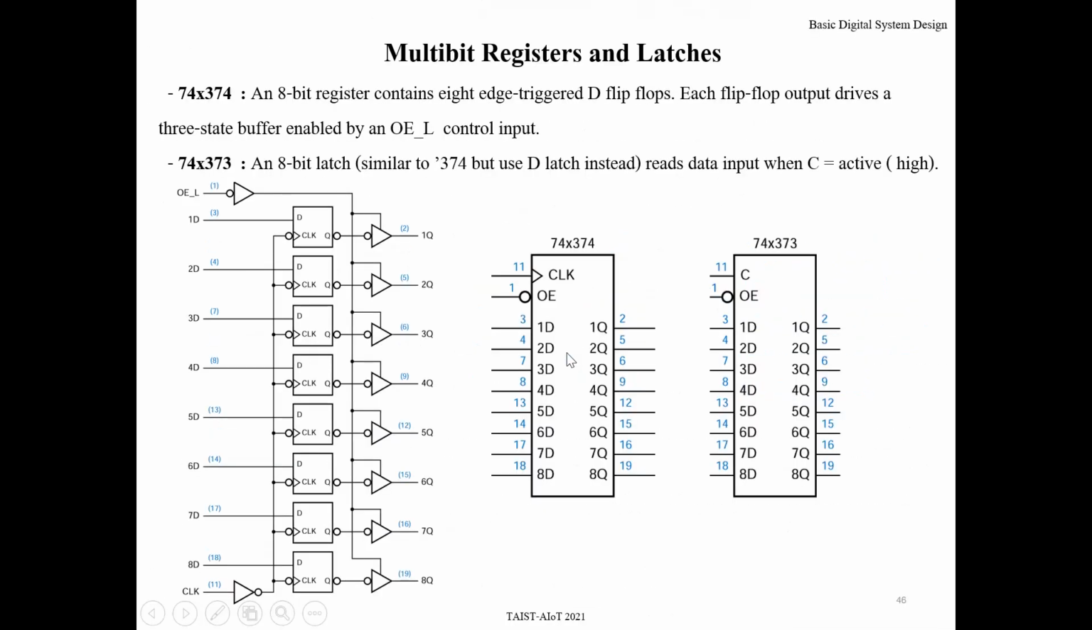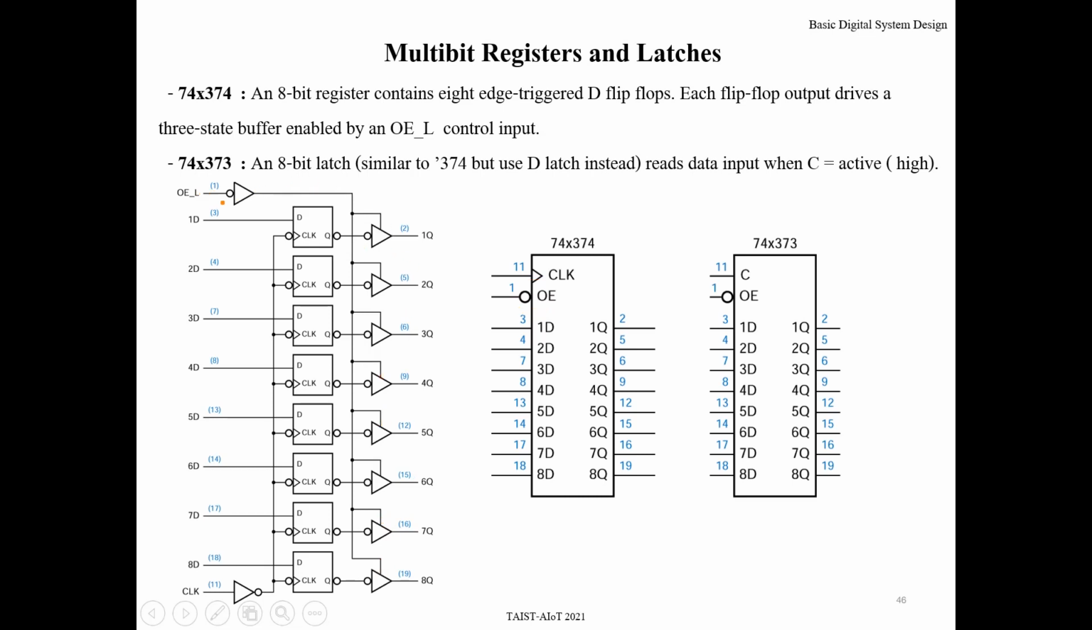Okay. And for this one, 374. For 374, it contains 8 flip-flops inside, and there is an output enable to control the output. For example, this one. There is an enable control input for each output.